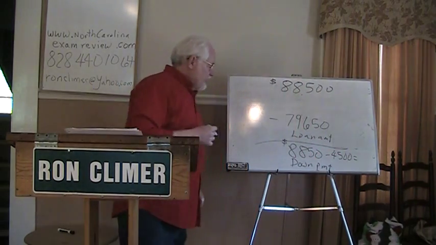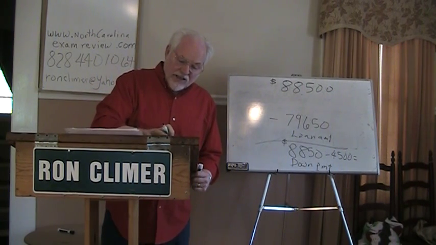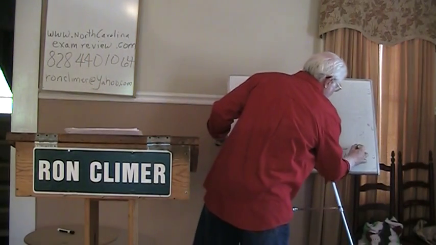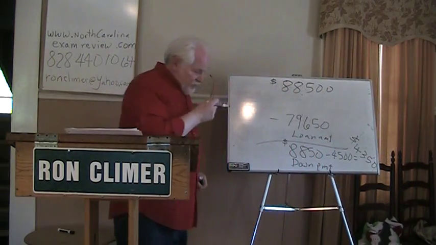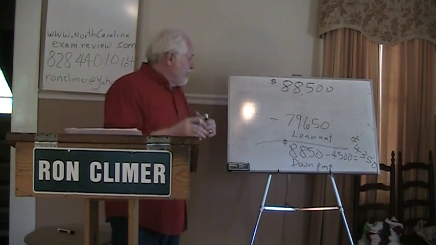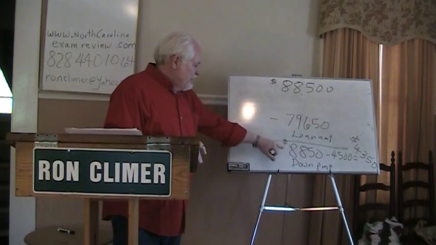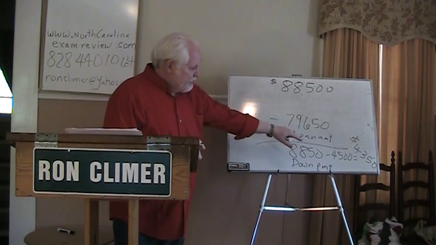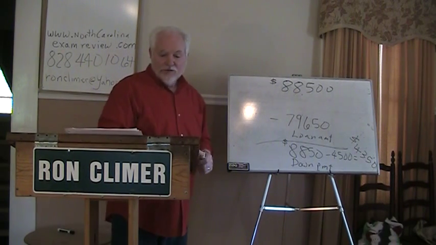So if we subtract the earnest money deposit, $8,850 minus $4,500, my calculator says $4,350. So you need to bring $4,350 additional money for your down payment. We took the $88,500 times 0.90, which gave us the loan amount, subtracted the loan amount from the price, which gave us the total down payment, and subtracted the earnest money from that. We need $4,350 at the closing table.